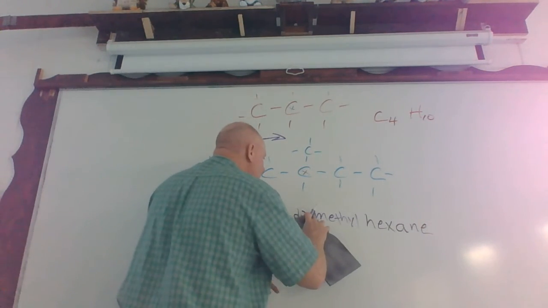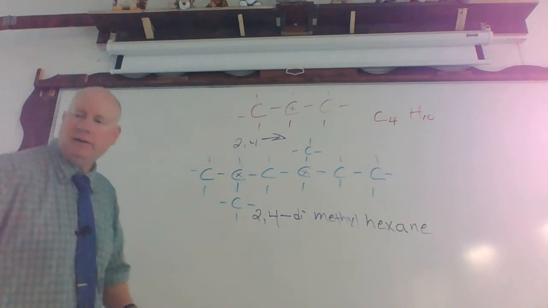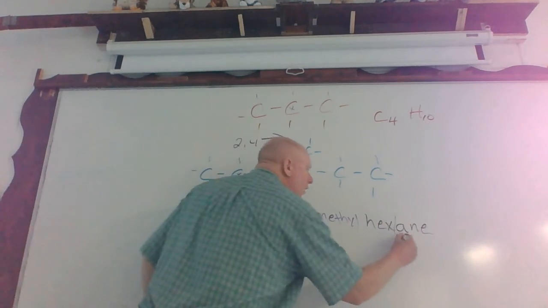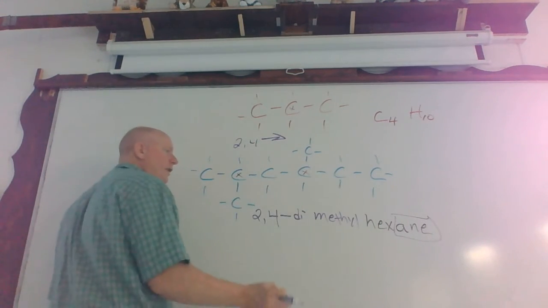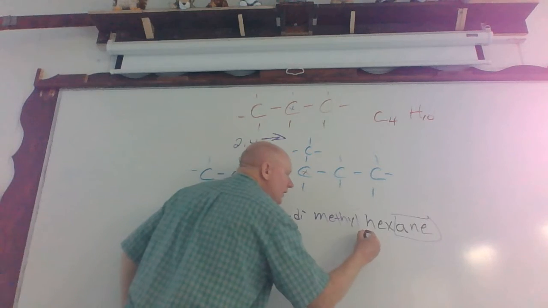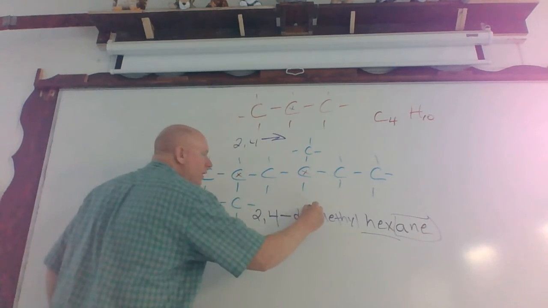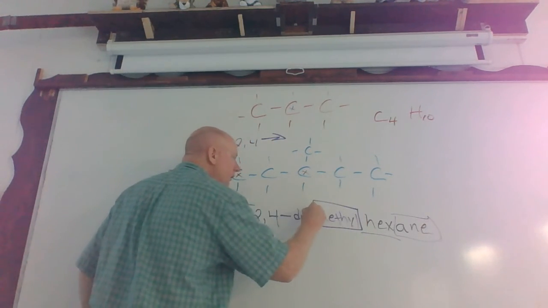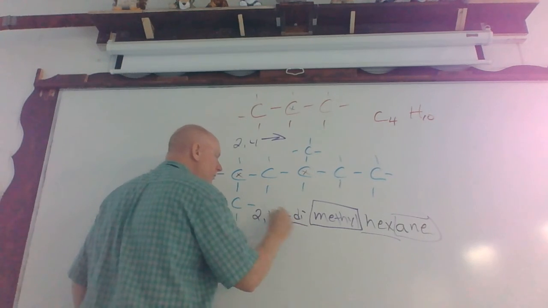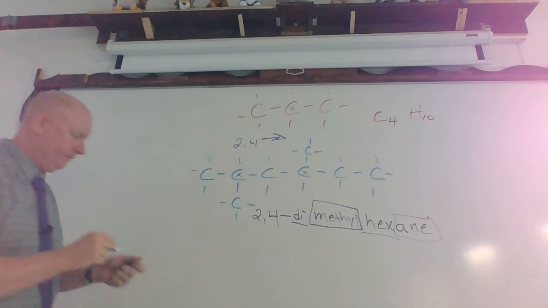2,4-dimethylhexane. Okay, so very quickly, alkane, carbon and hydrogen only, all single bonded. 6 carbons in the parent chain. This is a derivative. This is saying that there's 2 of them, and then that tells you where they're at.